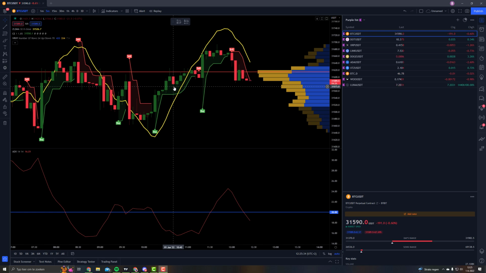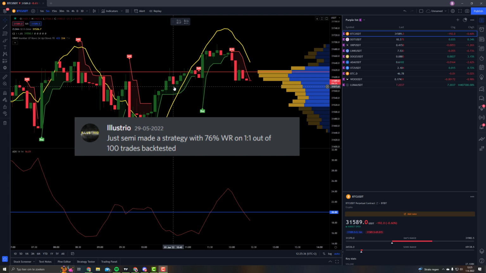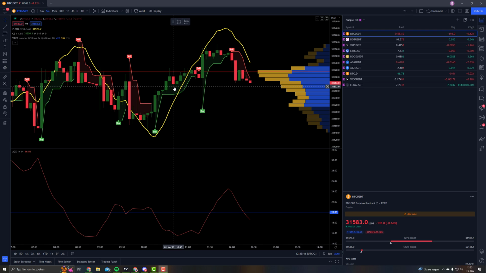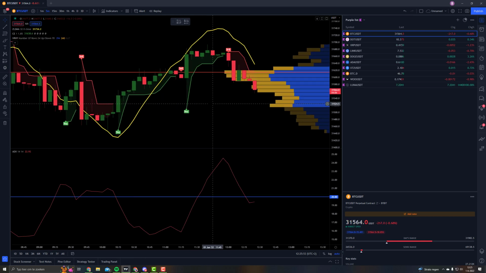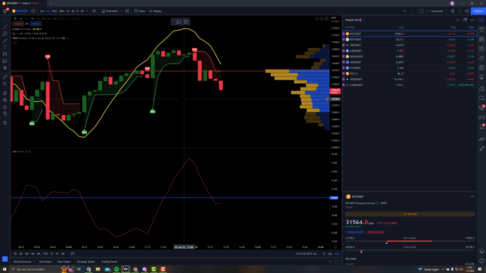He's called Illustrio. He made this strategy, he combined a lot of indicators together and he explained to me quite well how to use it, and I'm going to backtest this for him 100 times. He had some nice win rates on a risk reward of 1.1. There are some basic rules for this one.